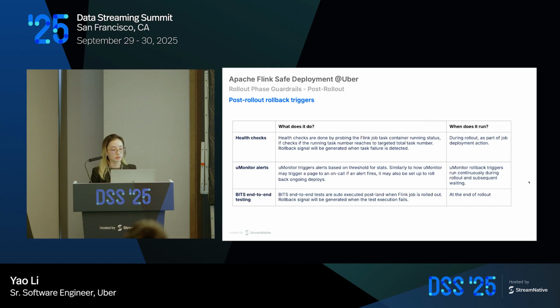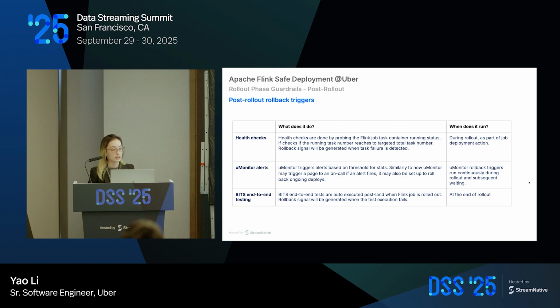So who can trigger the rollbacks? We have several places that can detect the issue and generate rollback signals. First, we have the health check. This is a part of our job deployment. After we send the deployment request to Yarn, we keep polling the current running task number and compare it with the target total task number. This is to guarantee that all the task containers are up and running healthily. And during this polling, if any failure signal is received, a rollback signal will be generated to trigger rollback.